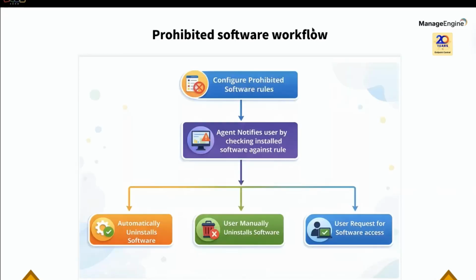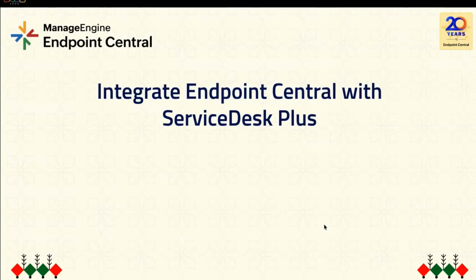And this is how the platform runs the prohibited software. Once you create the software rule, agents will be notified of the list of applications that are prohibited against the rule. It can also automatically uninstall the applications or inform the end users to uninstall them, and they can also request the software for access.